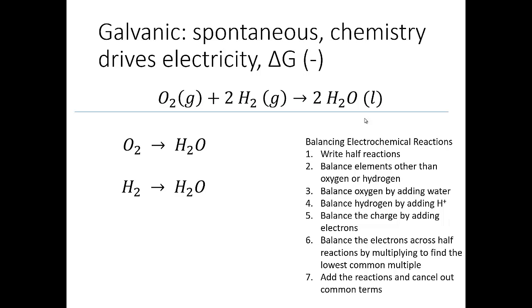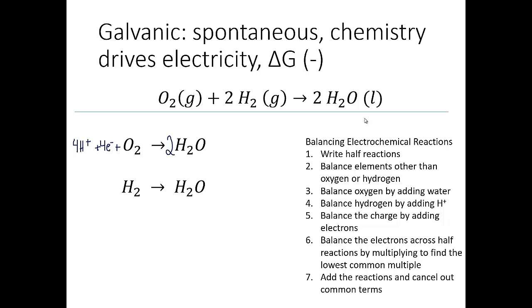Then I'm going to balance the top one first. So I'm going to balance elements other than oxygen or hydrogen. That's all I have. So then I balanced oxygen by adding water. So I'm going to need to have 2 waters as a product, so I'm going to balance those. And then it says to balance hydrogen next by adding H+. Notice I have 4 hydrogens on the right, I need 4 hydrogens on the left, and then I'm balancing my charge by adding electrons. So in order to balance that out, I'm going to add in 4 electrons on the left.